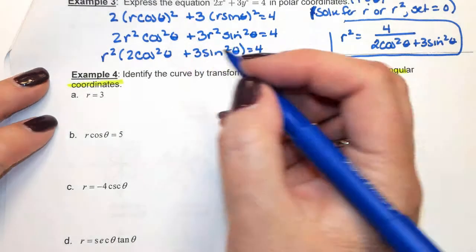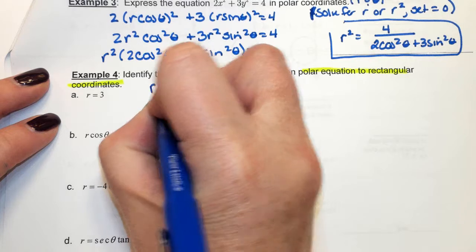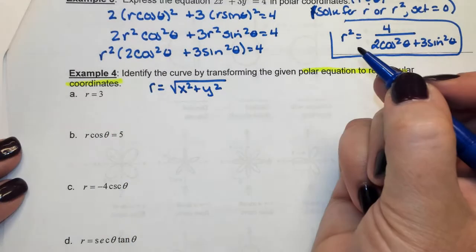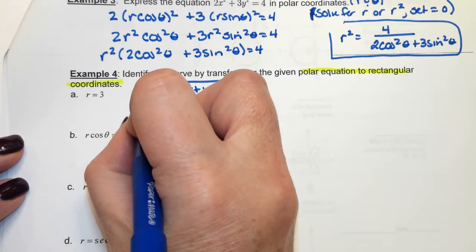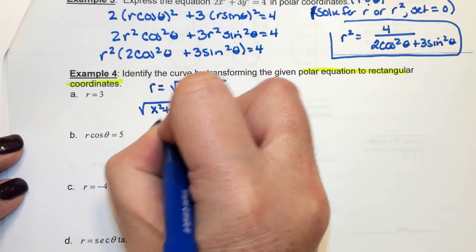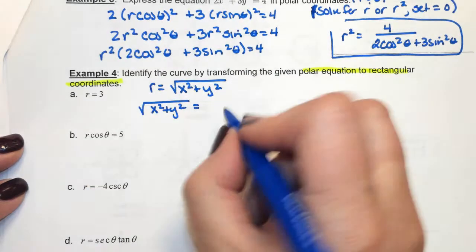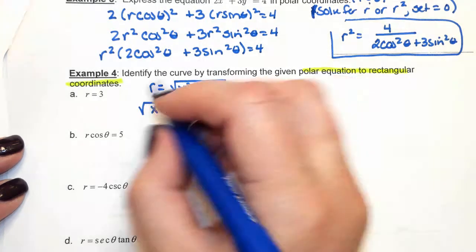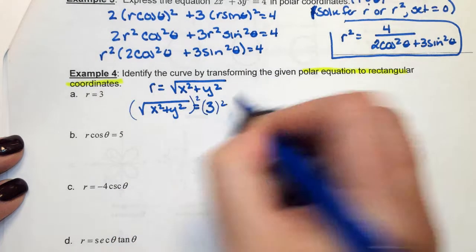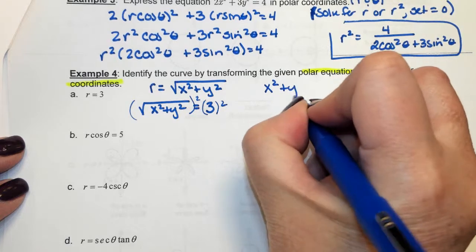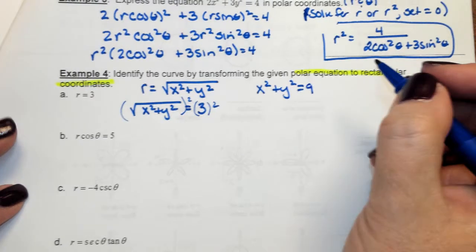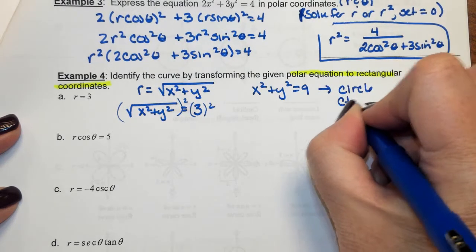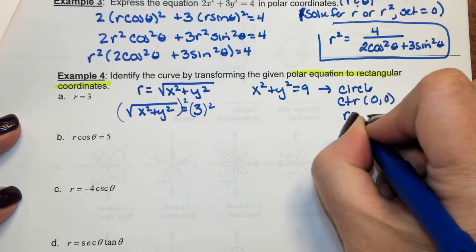So again, I know that r squared is equal to x squared plus y squared, so r is going to be equal to the square root of x squared plus y squared. So then I can take the square root of x squared plus y squared and substitute 3 in for r. Now to solve this equation for x squared and y squared, I can square both sides of this equation. So I end up with x squared plus y squared is equal to 9. And if you remember from rectangular, this is the equation of a circle. The center of this circle is at 0, 0, and the radius is 3.